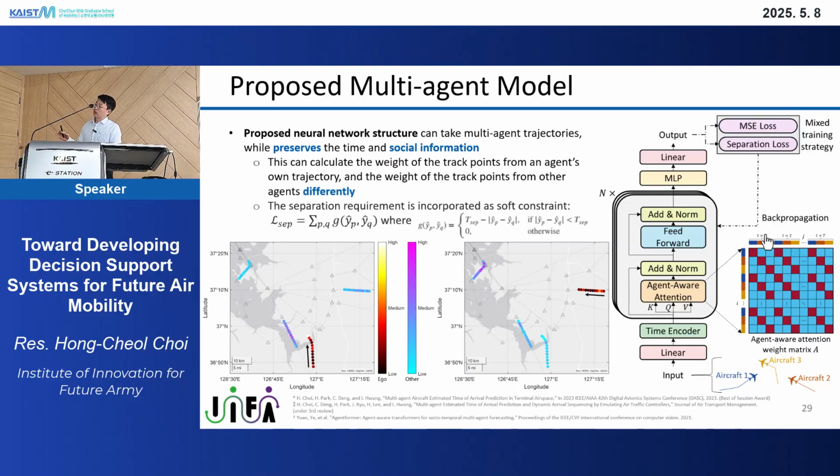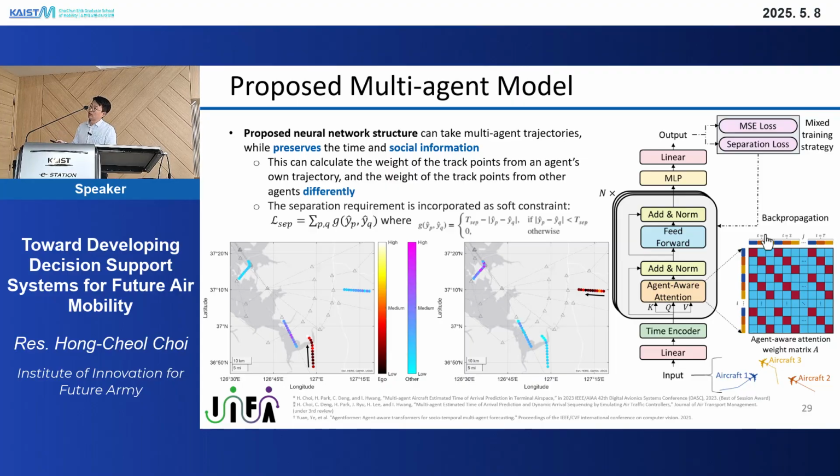And also, for this arrival sequencing, one of the constraints is the separation between the leading and the following aircraft. So only if they violate this specific separation time, then it gives some loss values during the backpropagation. That is the training process.